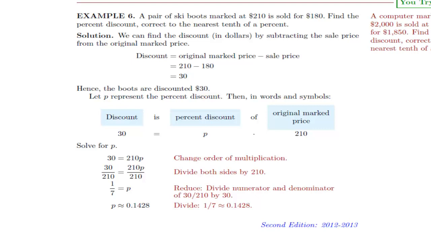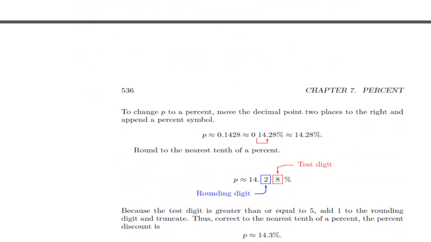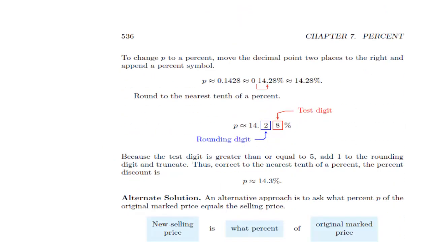Hence, P approximately equals 0.1428. To change P to a percent, move the decimal point 2 places to the right and append a percent symbol to get 14.28%. Round to the nearest tenth of a percent. The test digit is 8 and the rounding digit is 2. Because the test digit is greater than or equal to 5, add 1 to the rounding digit and truncate. Thus, correct to the nearest tenth of a percent, the percent discount is approximately 14.3%.